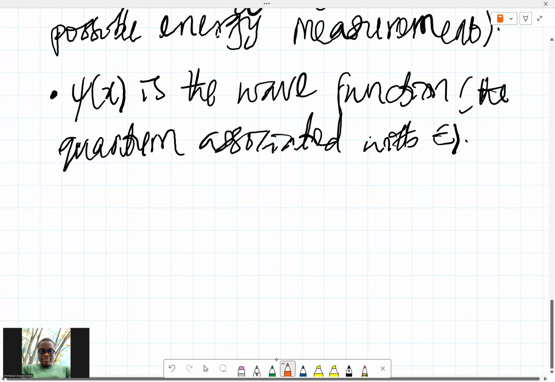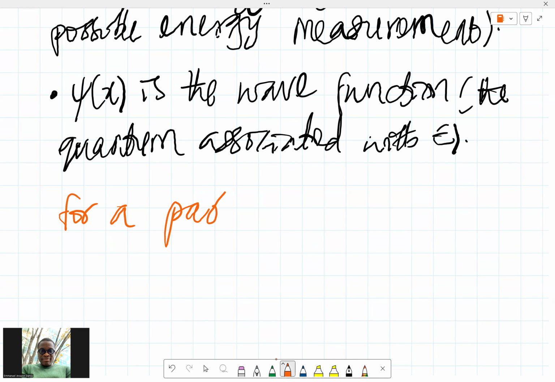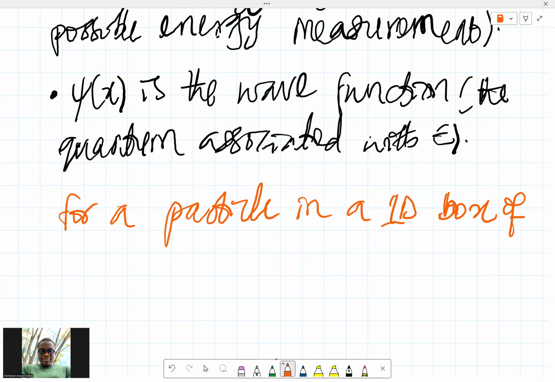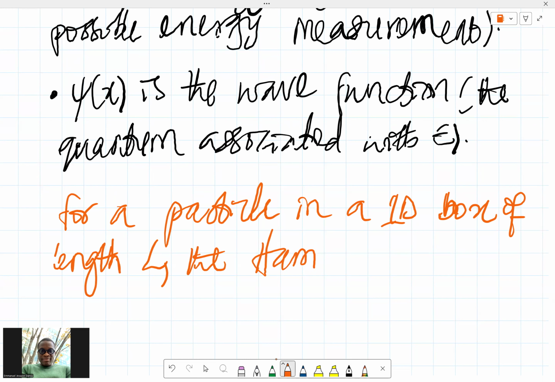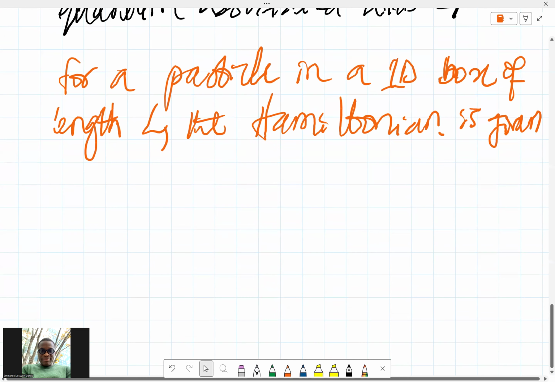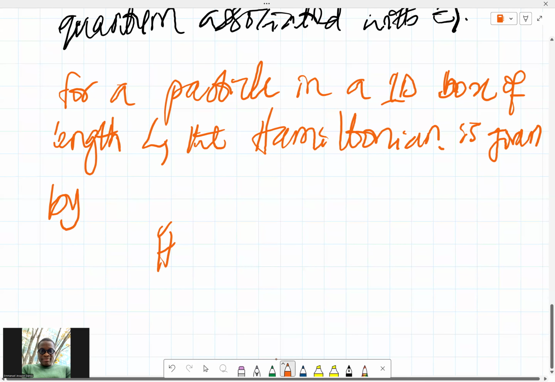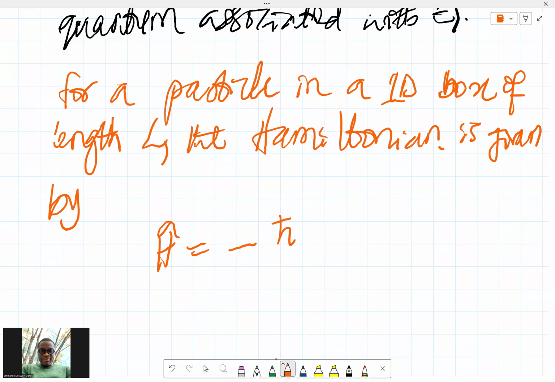So for a particle in a one-dimensional box of length L, the Hamiltonian is given by H cap equals minus h bar squared over 2m, d squared over dx squared, like this.